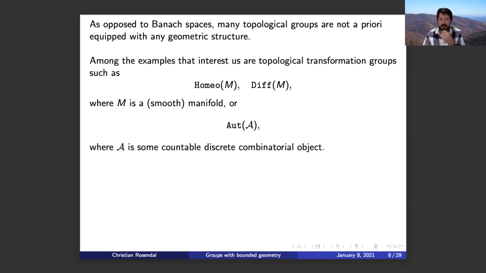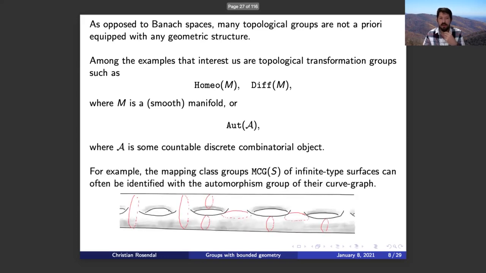Or, in a case which is familiar from model theory, if you take some countable discrete combinatorial object, a model theoretical object, you can look at its group of automorphisms. Now, these groups of automorphisms may sound like very specific objects that only appear in model theory or maybe infinite graph theory.